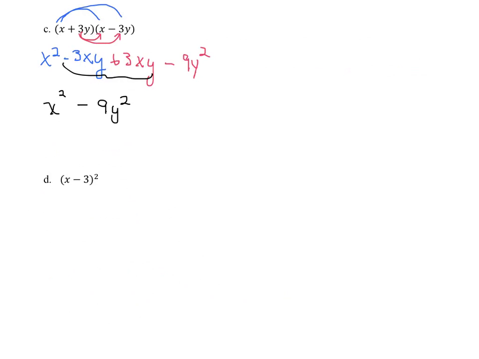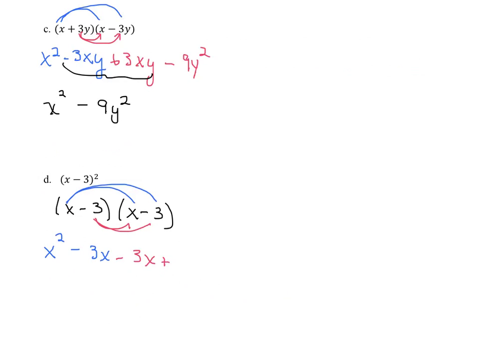Next. Now, if I just write out what this means, I'm never going to miss a term. Let's distribute the x through to the second binomial. X squared minus 3x. Now let's do this guy. Negative 3x plus 9. Notice how the middle terms do not cancel in this case. I will get ultimately x squared minus 6x plus 9.